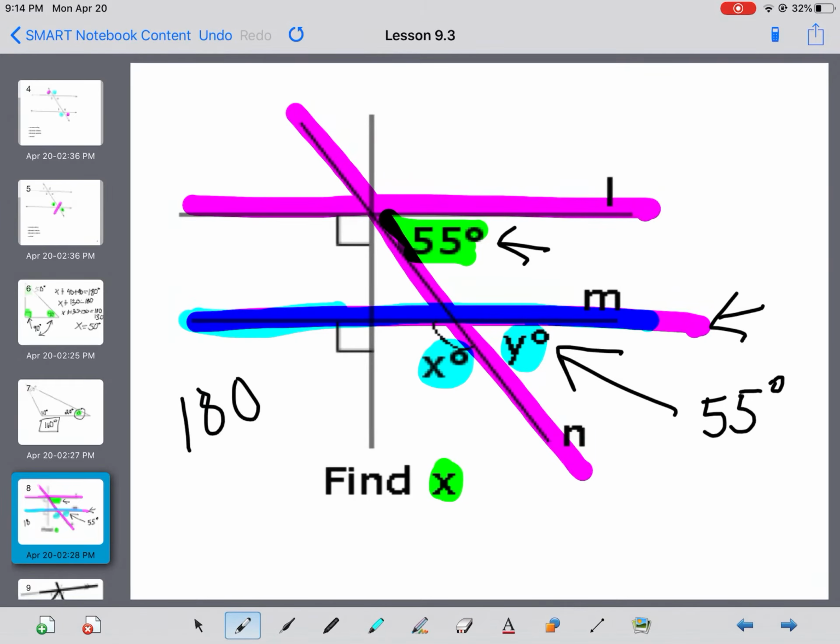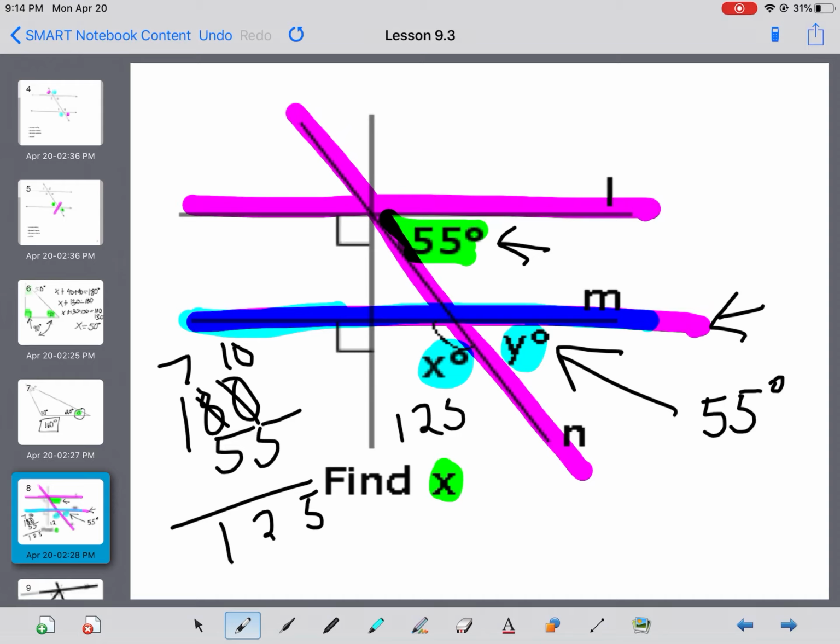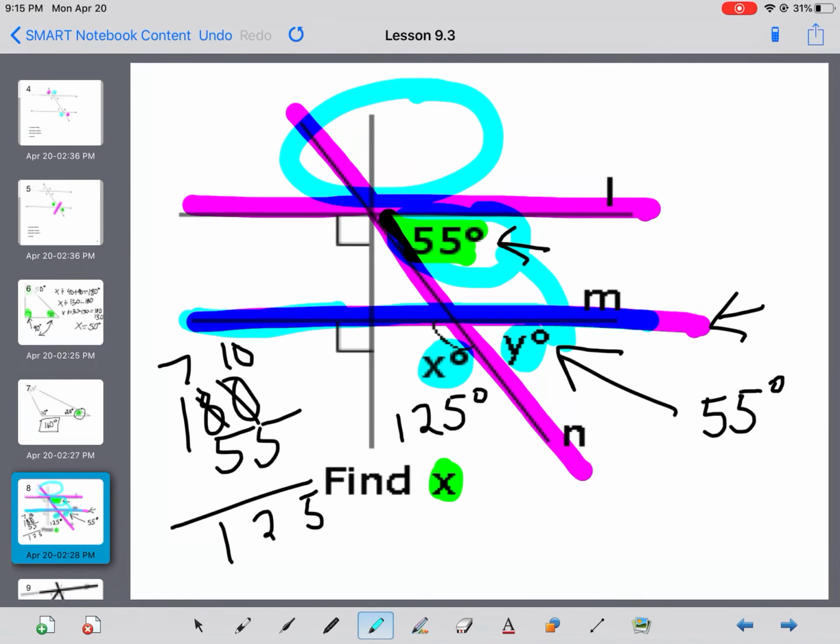So if I already know that Y is 55, I can simply subtract it from 180, and I would get 125 degrees. Okay, so it's as simple as that. Notice I didn't really think about the right angles. I didn't think about all the stuff up here. I started with what I knew, and then looked how could I get that to help me solve something else.